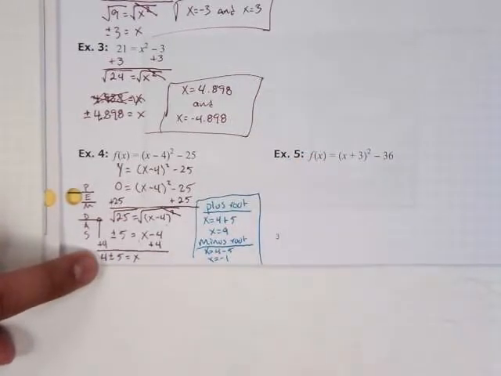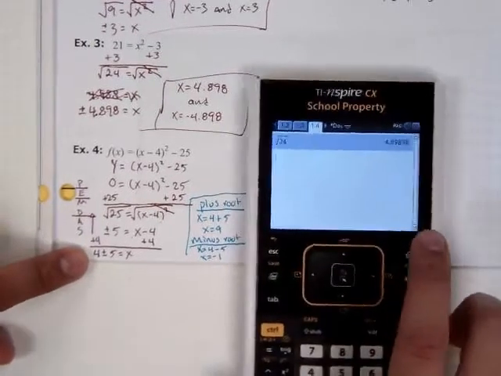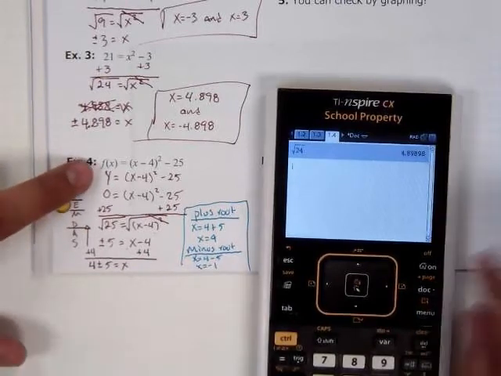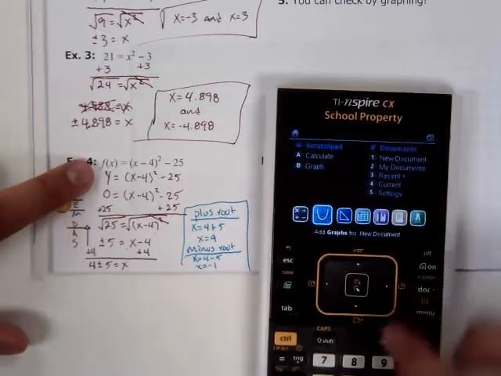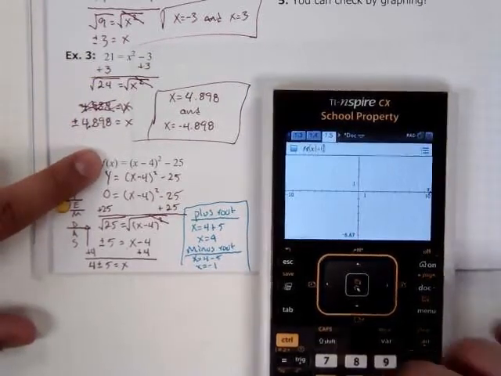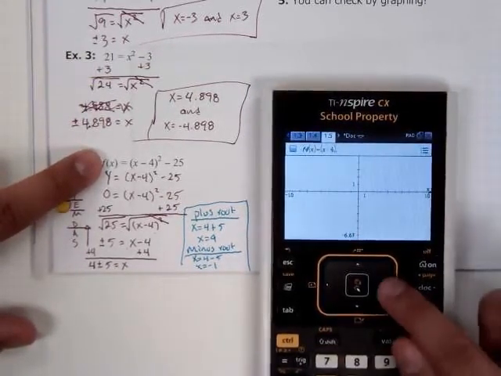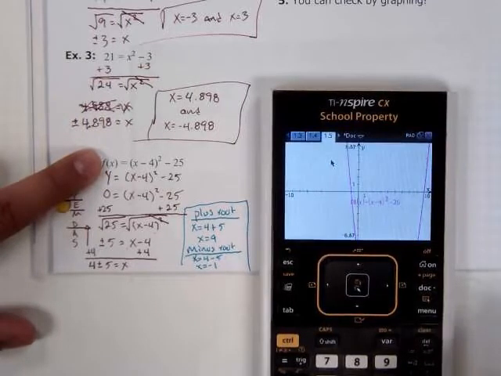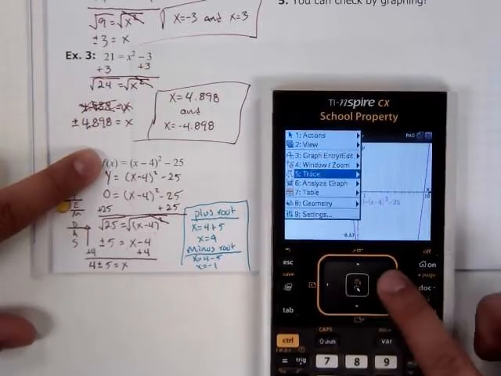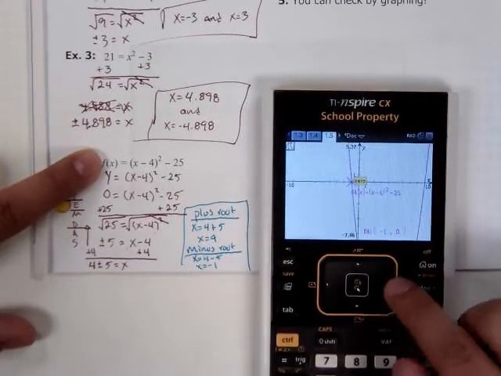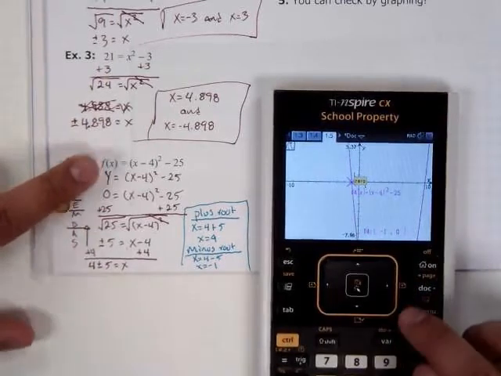So here are our two answers, and if we graph it, our graph should cross at x equals 9 and x equals negative 1. Let's see if we did it right. So we're going to graph this equation right here. X minus 4 squared minus 25. Min, trace, graph trace. Our first 0, negative 1. Bingo.